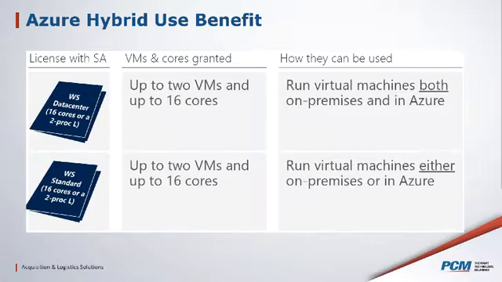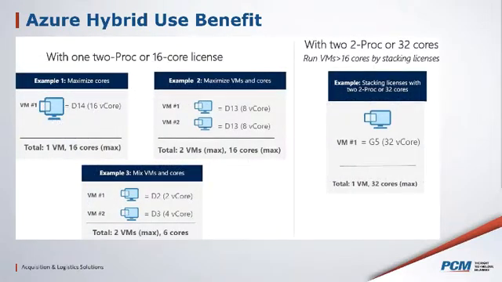So just the way this works is that you can run 1 or a maximum of 2 virtual machines and up to 16 cores. So you either run 1, you run 2. If you have less than 16 cores, you can still only run 2 virtual machines. If you need to run more than 16 cores, so if you want to run like a G5 32-core machine, you can stack licensing by bringing the correct amount of core licenses, whether they are data center or standard, into Azure.